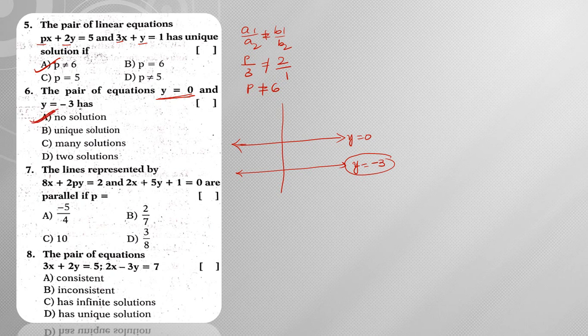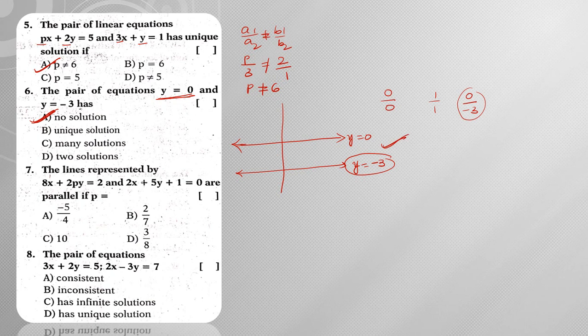Or by means of our problem, a1 by a2 is 0 by 0. Next, b1 by b2 means 1 by 1. c1 by c2 means 0 by minus 3, which is nothing but 0. So a1 by a2, the comparison of 0 by 0 is not possible. That's why we have gone with the graphical representation.